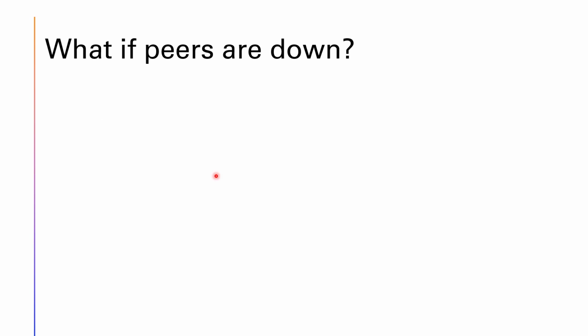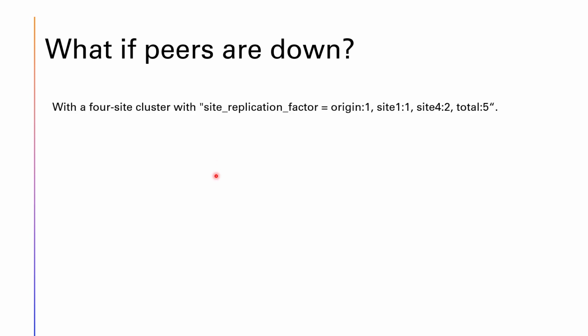Now, as I said, everything depends on the peer, right? What if my peers are down? Let's take an example here as well. Let's say we have a 4-site cluster with this particular setting. We have mentioned origin 1, site 1 1, site 4 2 and total is 5, correct?